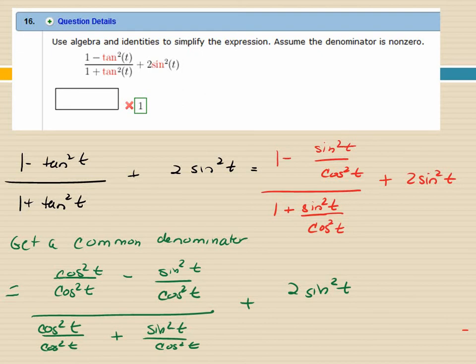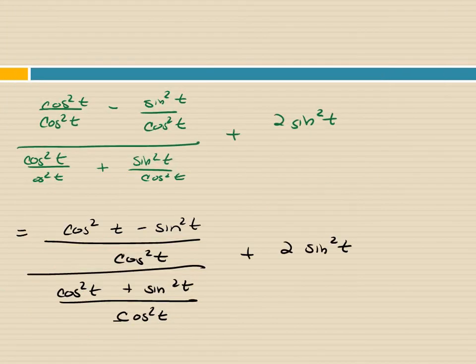And you're thinking she's making that thing look worse and worse. There it is. I just copied it again. So this is the same thing you saw at the end of that previous slide. Then, combining the numerators, you get cosine squared t minus sine squared t over cosine squared t, and cosine squared t plus sine squared t over cosine squared t. And notice that this plus 2 just goes along for the ride. It's just coming down every time.